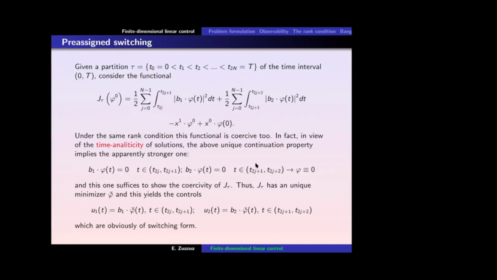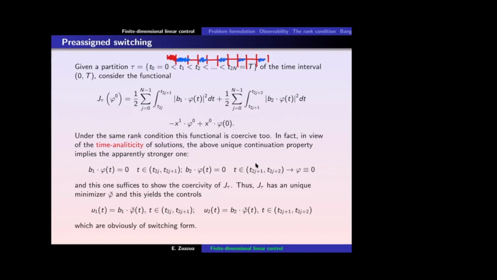So you could, for instance, take the time interval 0 to capital T, and divide it into pieces, right? And then simply say, in the first one, the red control will be acting. In the second one, the blue will be acting. In the third one, it will be red again. In the fourth one, it will be blue, and so on, right?